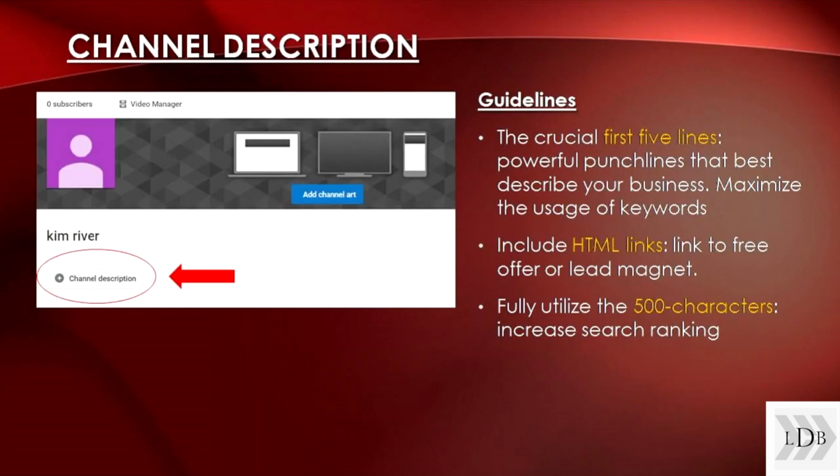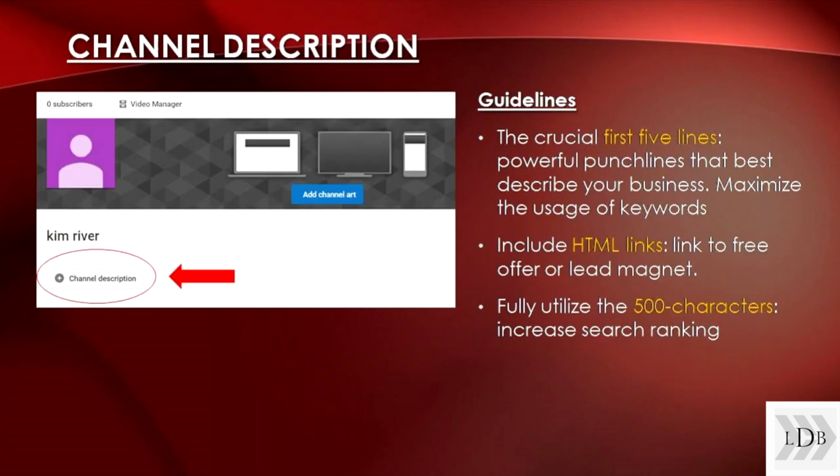Here's a recommended guideline for you to refer to when you draft your channel description. The crucial first 5 lines. The first 2 lines of the description box are displayed next to your video in search and when posted on social media. Write powerful punchlines that best describe your business. Maximize the usage of keywords that will increase your ranking in search engines. Include HTML links. Include links to any other related sites to your business. You can also include a link to your free offer or lead magnet if you have any.